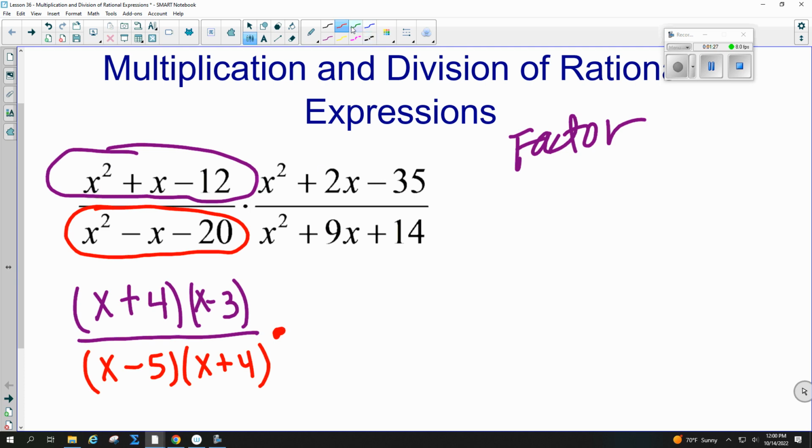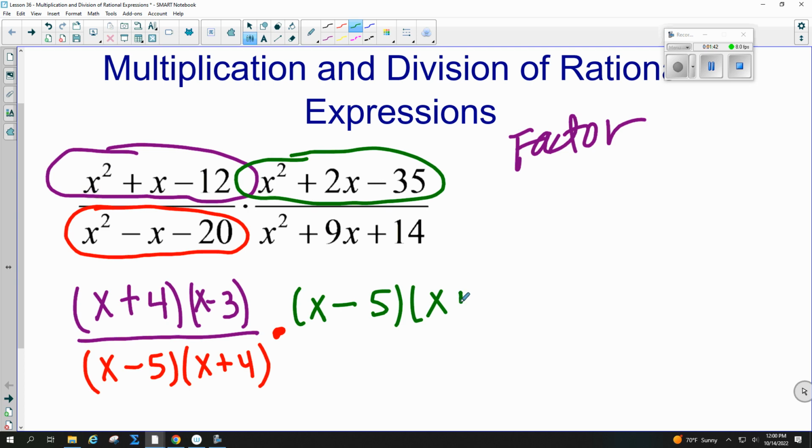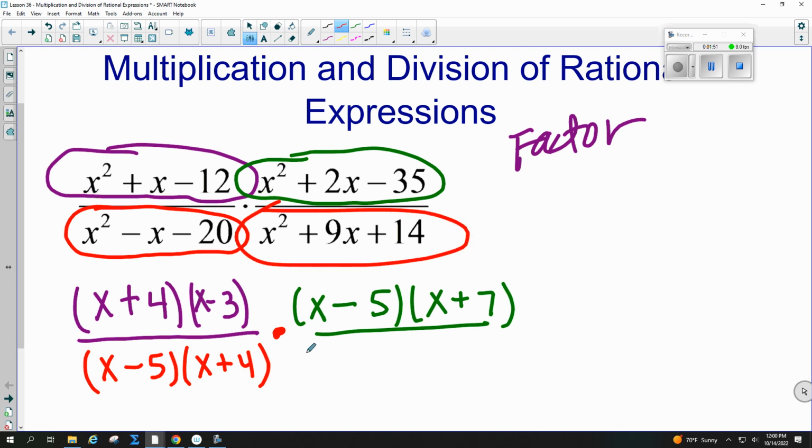All right, now I have my next one. So Stella, what multiplies to negative 35 and adds to positive 2? Yes. X minus 5 times x plus 7. All right. And Adrian, you want to do the last one for me? Okay. X plus 7, x plus 2 multiplies 14, adds 9.